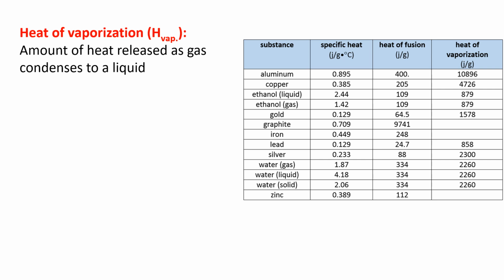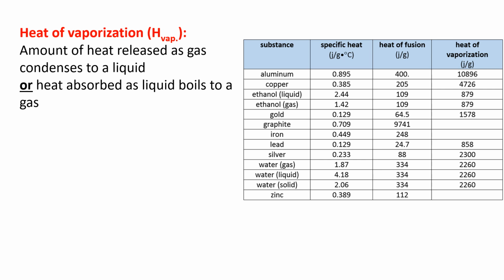Next, we look at heat of vaporization, which is the last column in our table. And this is the upper plateau. This is the amount of heat released as a gas condenses to a liquid, or if we're going in the other direction and putting in heat to a liquid, causing it to boil and become a gas. Same amount of heat, it's just in one direction it's absorbing, and in one direction it's releasing.